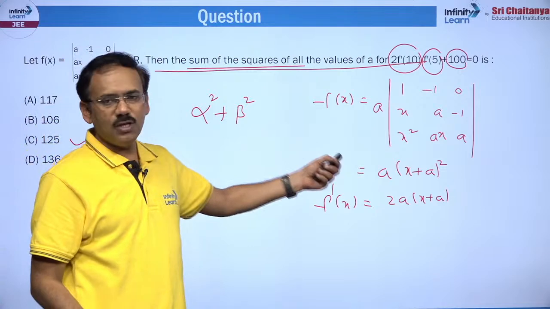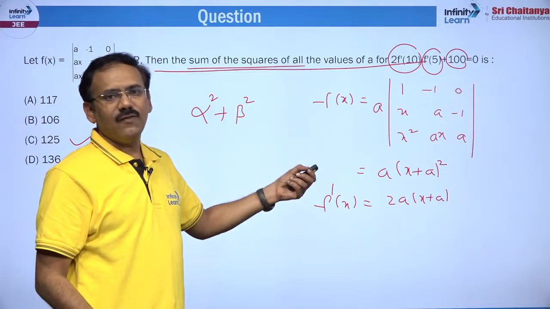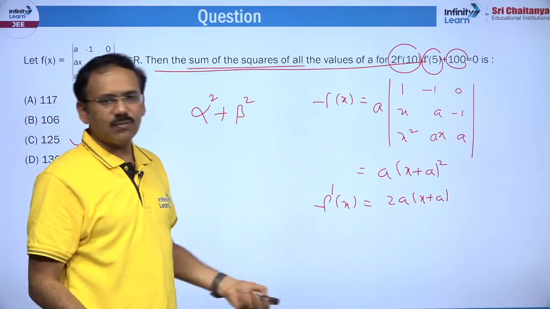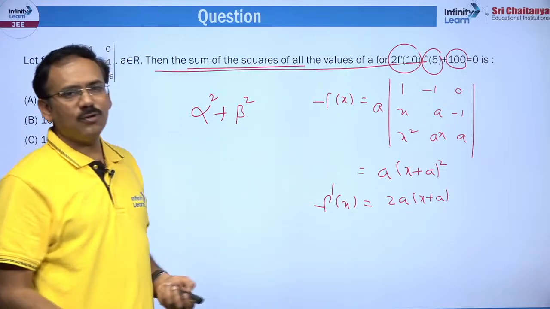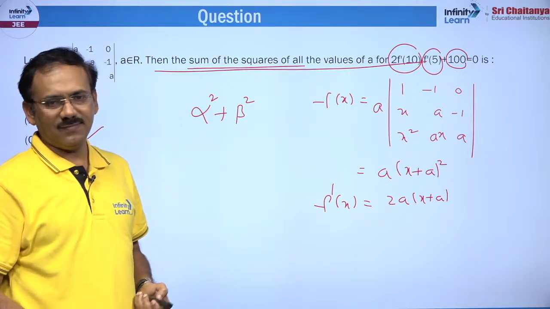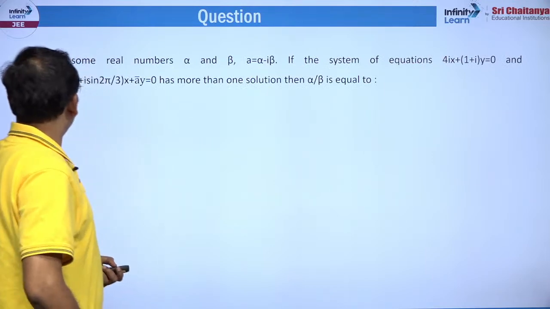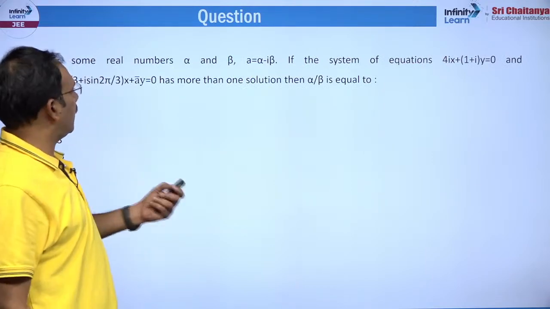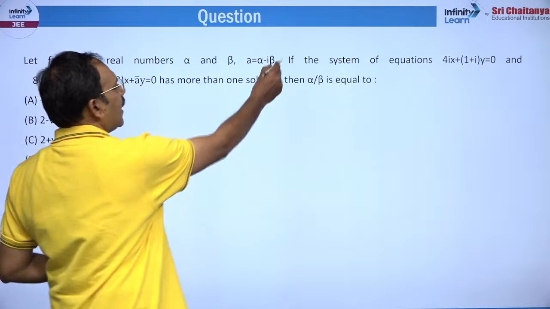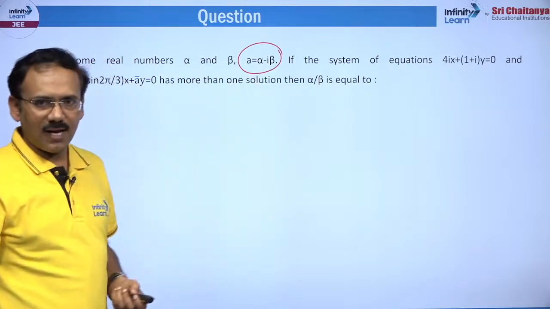So what you need to do is find the determinant, which will be a into (x plus a) whole squared, then f dash x, and substitute the numbers to get the condition. That is it. Then the third question, dear friends: for some real numbers alpha and beta, a is a complex number alpha minus i beta.